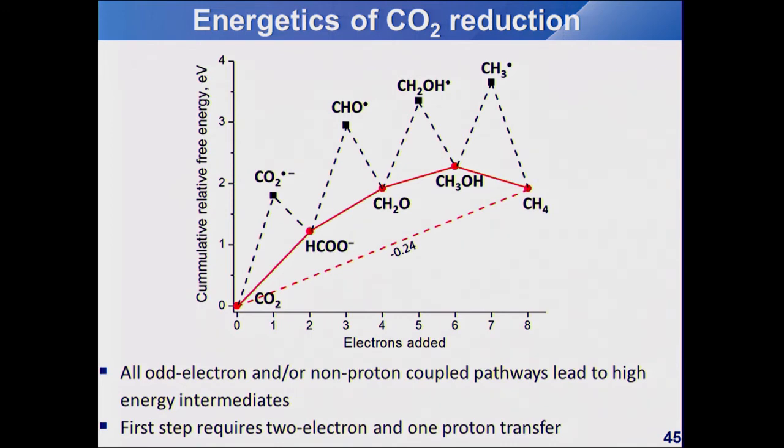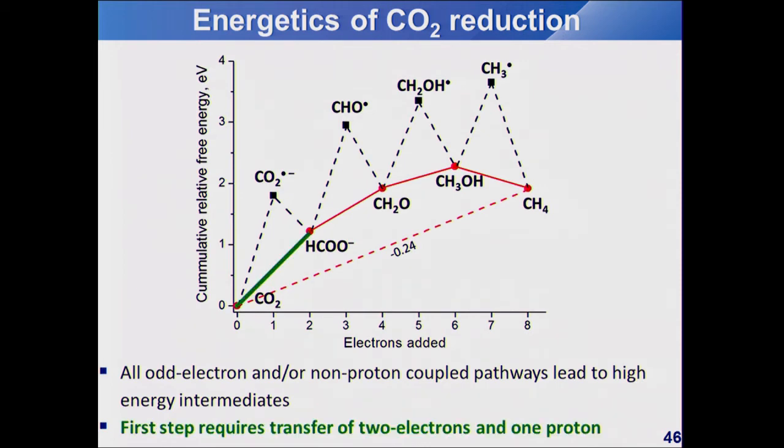And now this process, instead of 4 electrons, is an 8 electron process. It's even more complicated. But we quickly realize, in order to avoid all these high energy intermediates, what we need to learn is how to move 2 electrons and 1 proton in one step. And that's what is shown here.